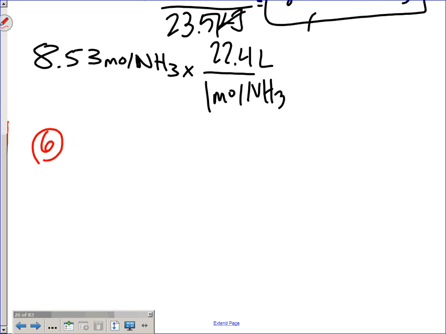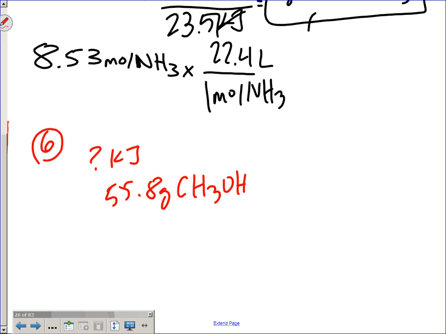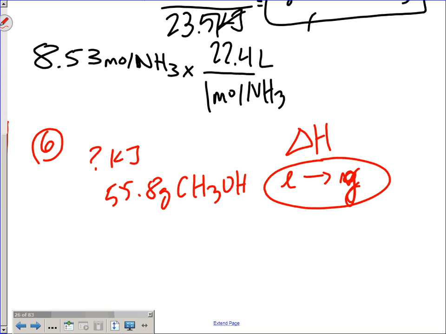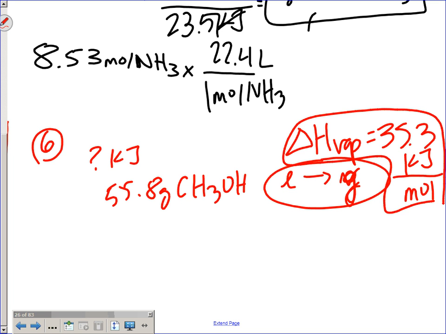Okay, how much heat is needed to change 55.8 grams of methanol from liquid to vapor? Liquid to vapor means vaporization. I wrote this one down: the vaporization for methanol, I said it's like 35 something. Somebody have that in their notes? 35.3, and this is kilojoules per mole. This is a constant that's either in your textbook or online, but I specifically did say that one in class for you guys to write down.